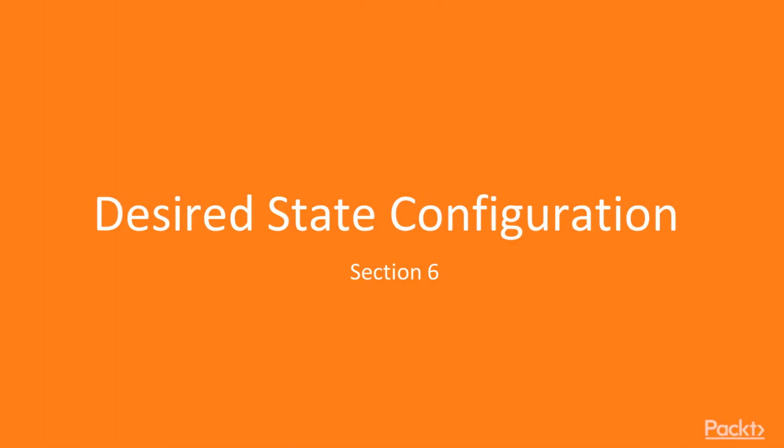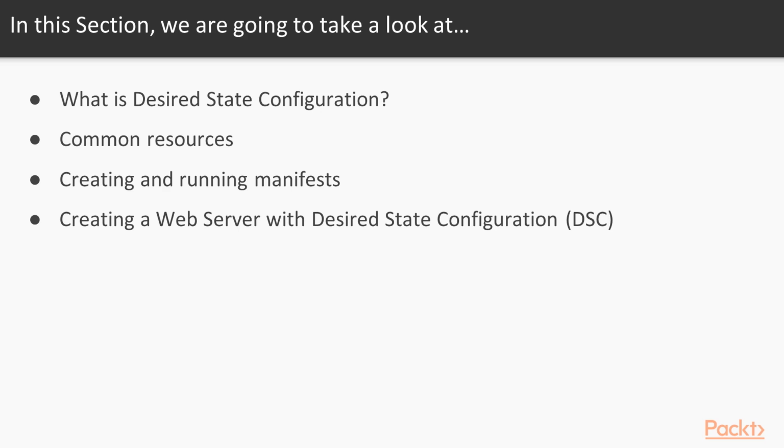Welcome to Section 6, Desired State Configuration. In this section, we'll first look at what is desired state configuration and why you'd want to use it. After that, we'll take a look at some common resources that are built into the basic module for desired state configuration, and then also look at how to find and install other modules for use within DSC. Then we'll spend some time creating and running a manifest, so just the basics of how to structure that document to get DSC to run.